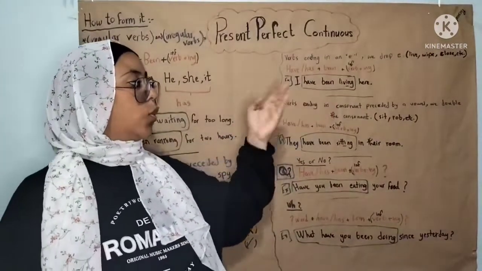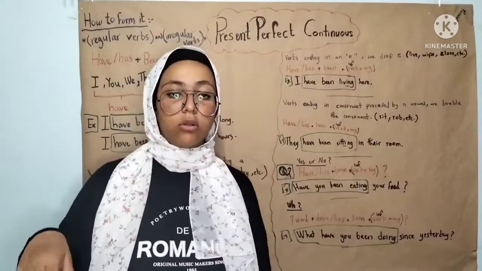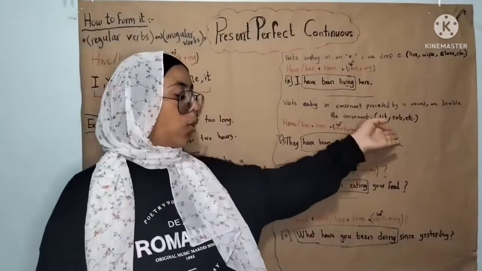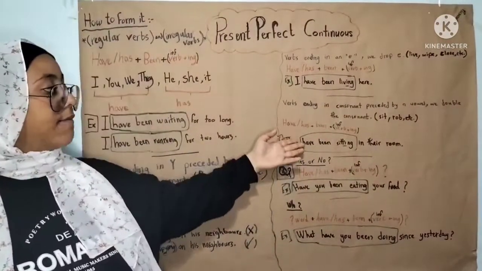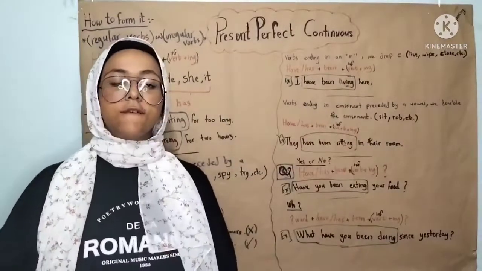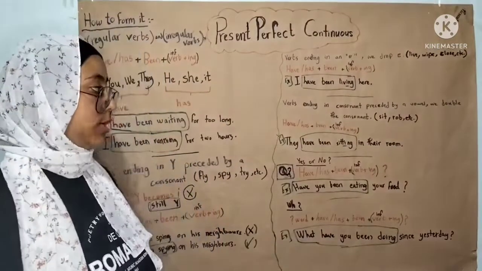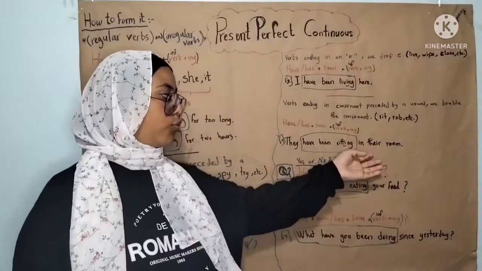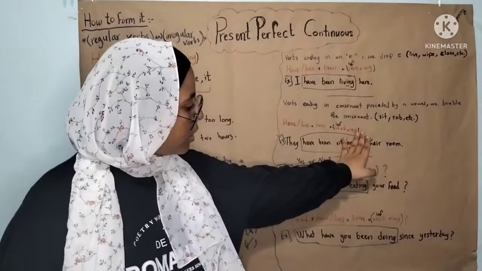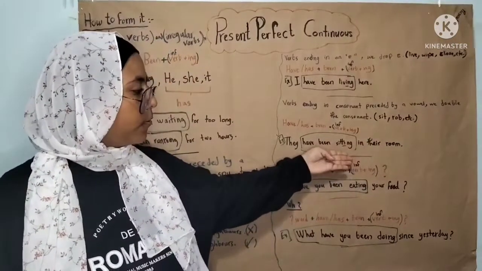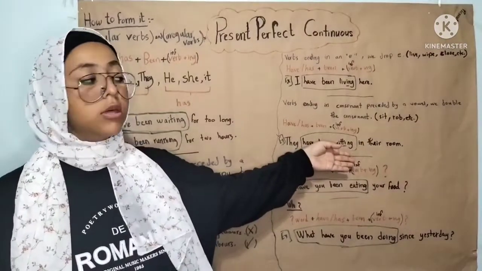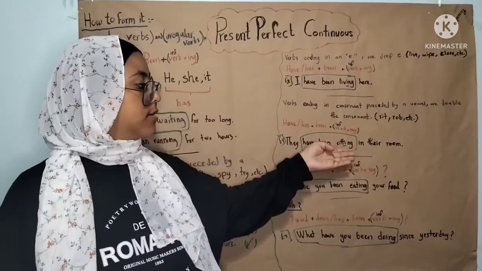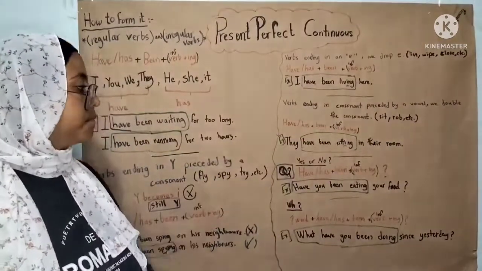Verbs ending in a consonant preceded by a vowel, we double the consonant. For example, set or rob, etc. Have or has plus been plus the infinitive form of the verb plus ing. For example, they have been sitting in their room. So sit is only with one t, but we double the t because it's a consonant preceded by a vowel, i, so it comes out like sitting, like that.